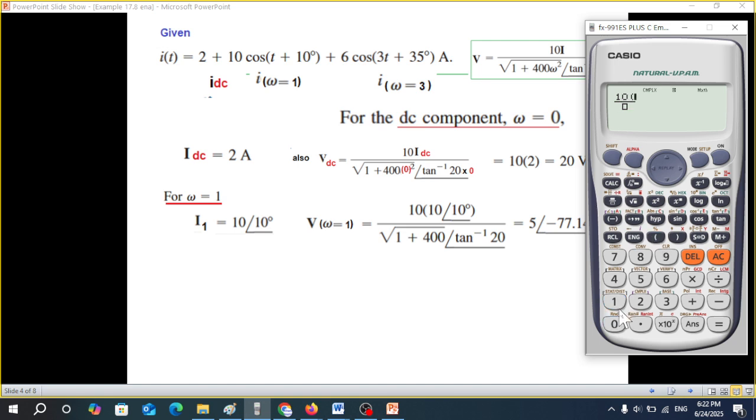bracket, 10, angle, shift, this is the angle sign, shift angle 10, bracket close. So the numerator is done. Let's come to the denominator. Bracket, square root, 1 plus 400, bracket close.